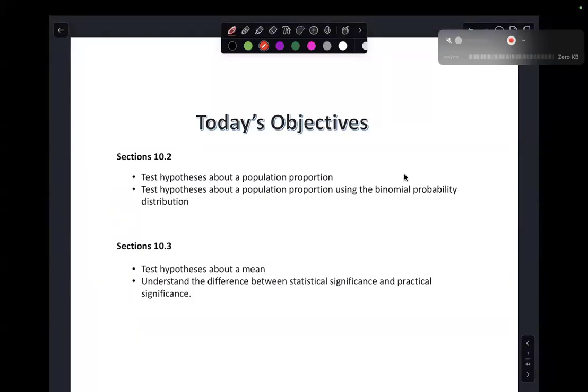All right. This is the last of the new material. We're Thursday, week 7. This is the last of the new material.